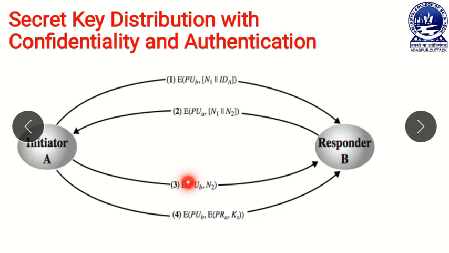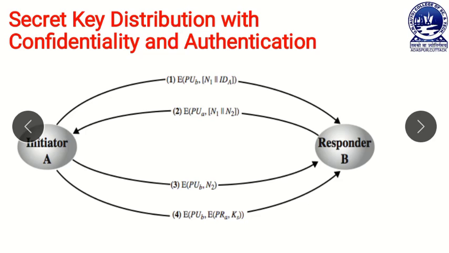When the responder B receives this message, it decrypts this message, and after decrypting it gets the N2, and that N2 must match the N2 generated by the responder B. If this N2 matches, that means the responder B is confirmed that this message is coming from the authenticated initiator A.